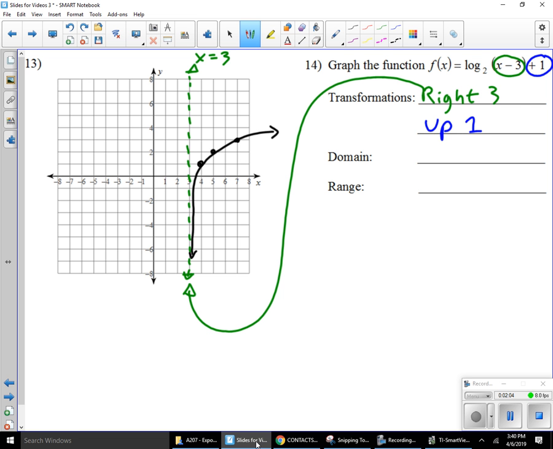So unlike the exponential, the domain here is no longer all real numbers. It starts at 3 at that asymptote, and we'll get everything bigger than 3 all the way up to infinity. The range is where we get all real numbers for a log function.